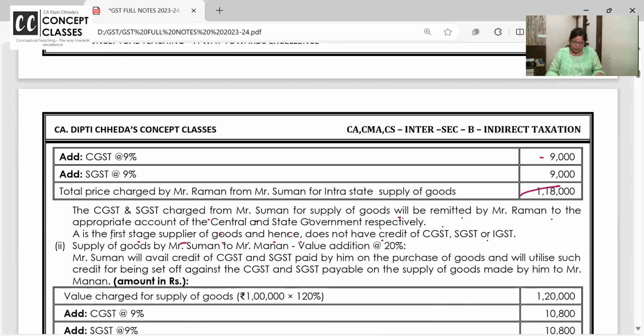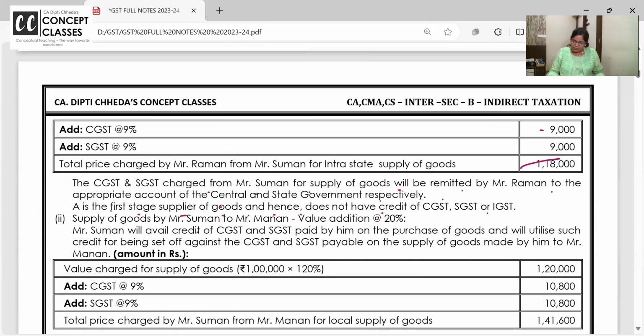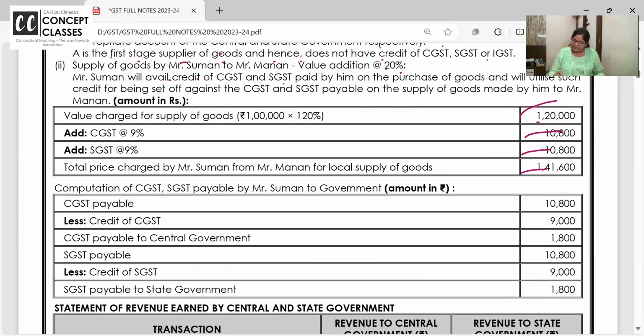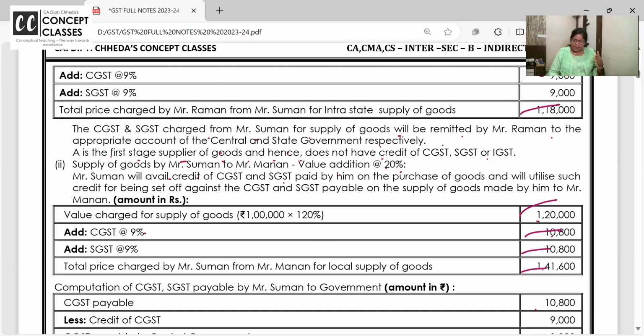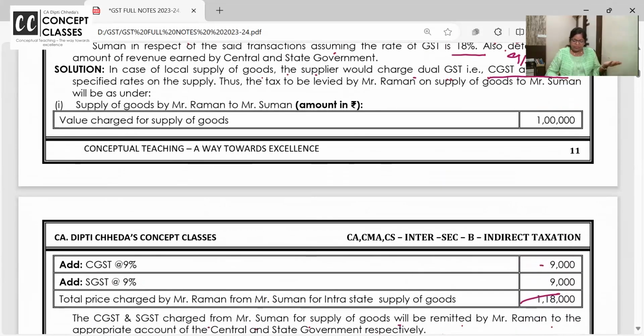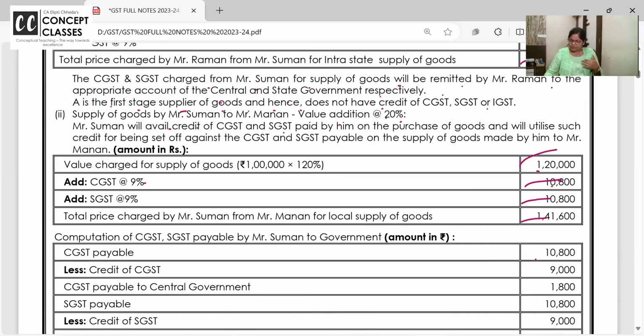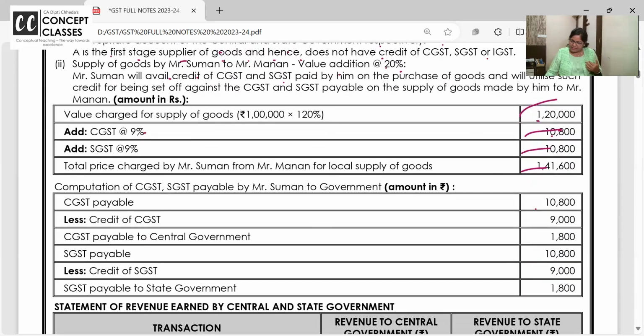Now, same thing Suman has sold to Manan, value addition 20%. So instead of 1 lakh, 1,20,000 pay, CGST he has charged. So he has charged from Manan 10,800 CGST, but he has already paid. Who? Suman has already paid to the first one, Raman, I think, 9,000. So the difference he will pay.